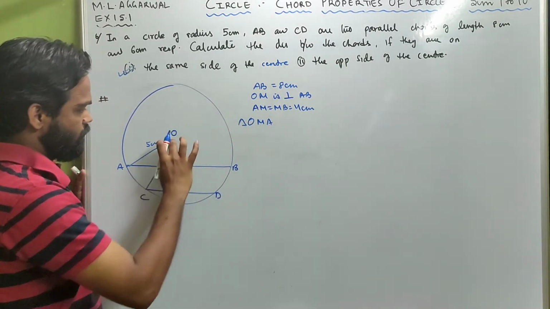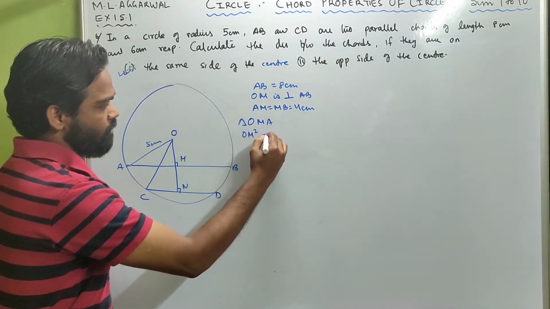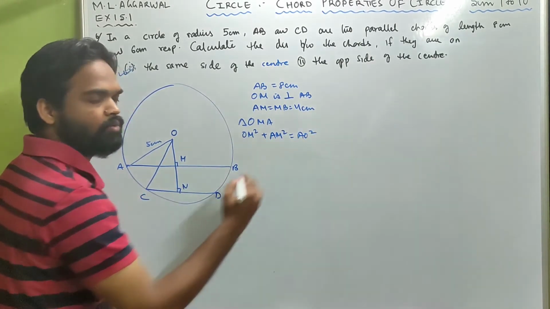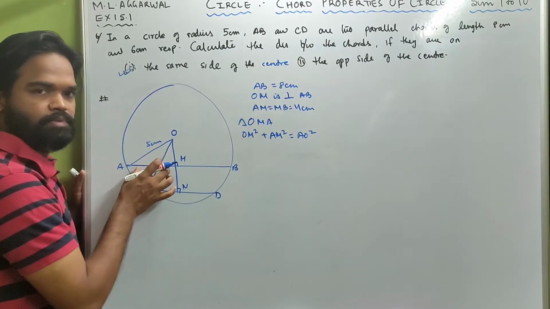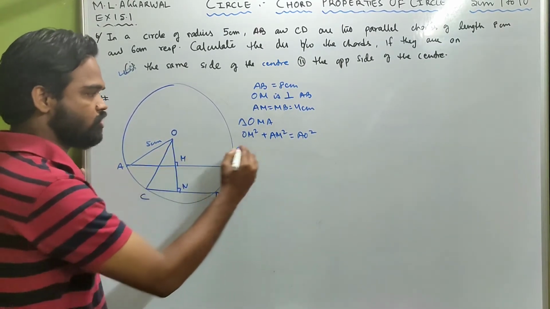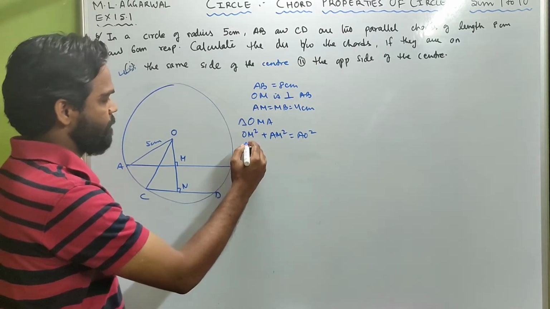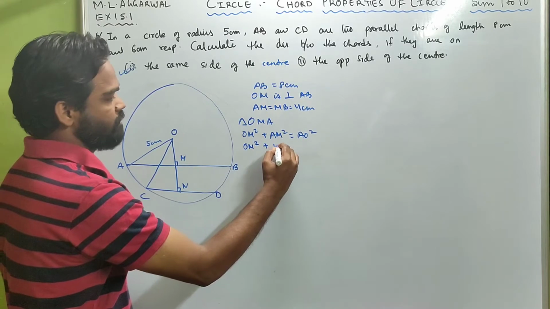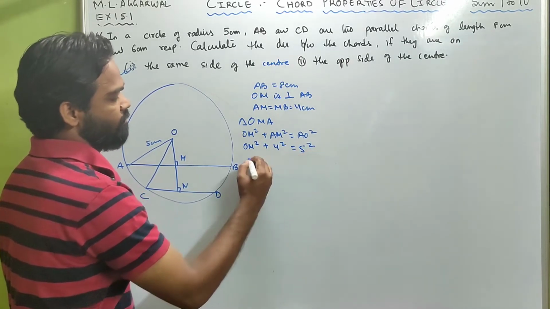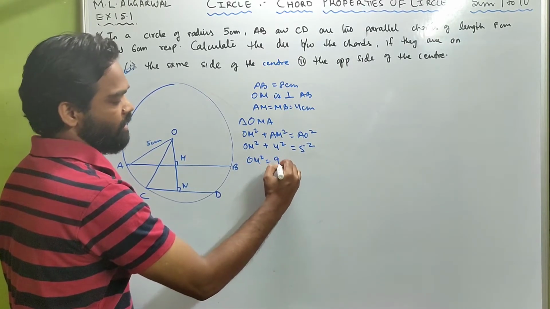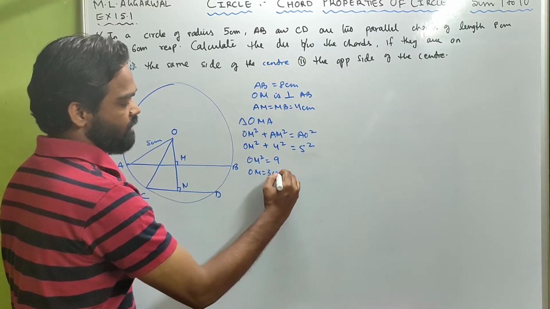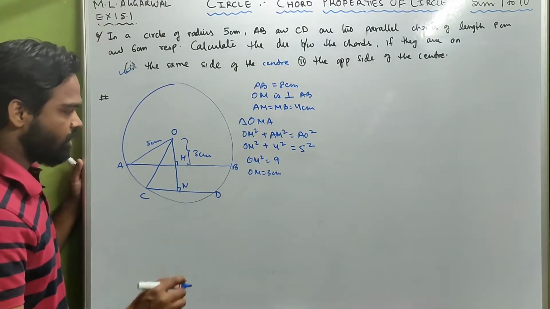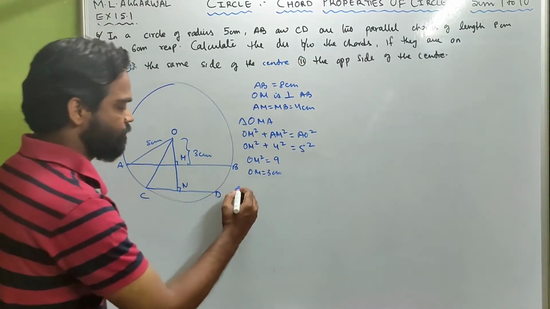There, OM square plus AM square is equal to AO square. No doubt in that. Perpendicular square plus base square equals hypotenuse square, which means OM is not known to us. AM is 4 and this is 5. So OM square will be 9, so OM is 3 centimeter. So how much is this? 3 centimeter. Now look at another triangle OCN.